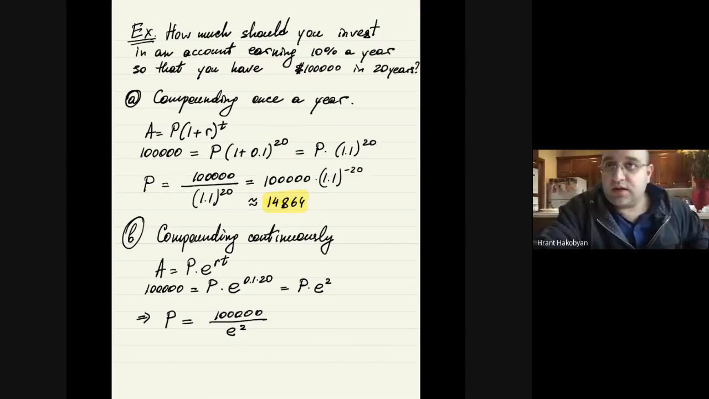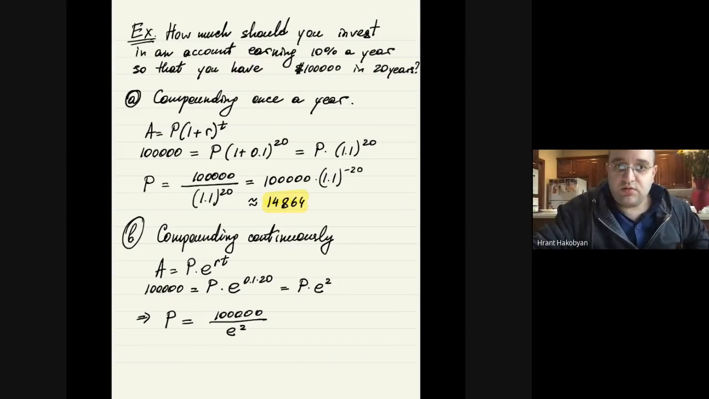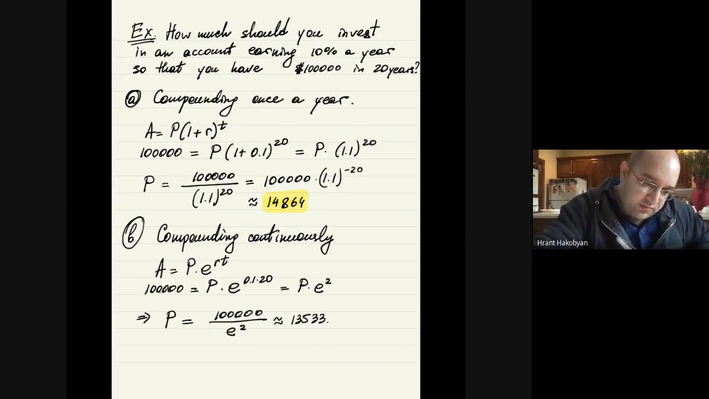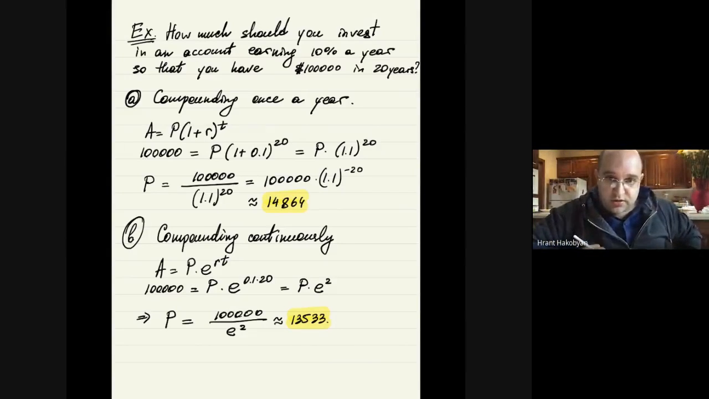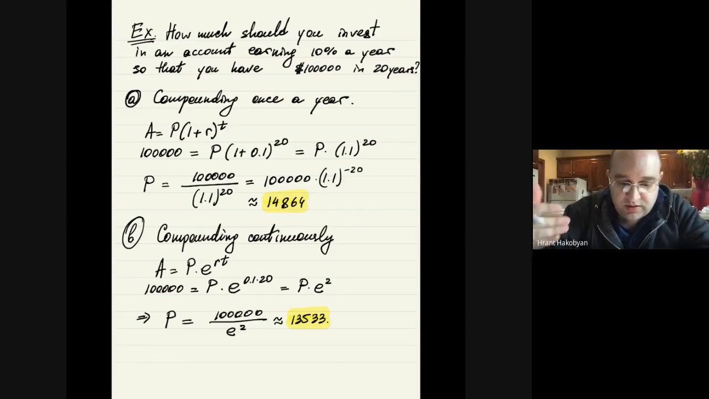So let's calculate that. 100,000 divided by e squared is approximately 13,533. Okay, well, that makes sense, right? Because continuous compounding is better than compounding once a year. So initially you need to invest less to get the same amount. Since continuous compounding becomes bigger faster, to get to $100,000 in the same amount of time, you need to initially invest less in the scenario which gives you faster growth, which is continuous compounding. Okay, so are there any questions?